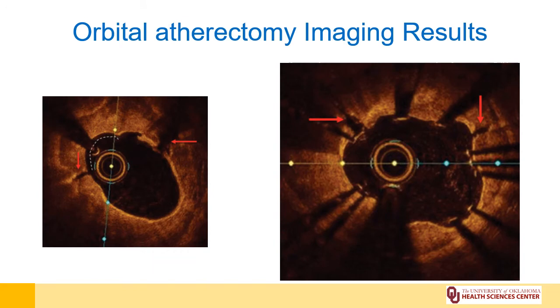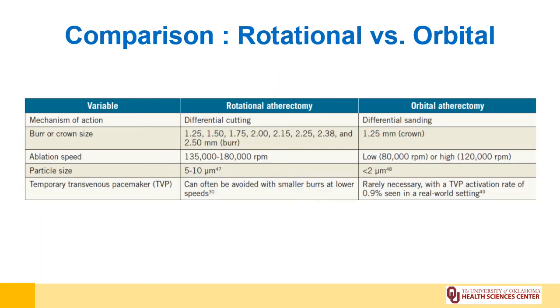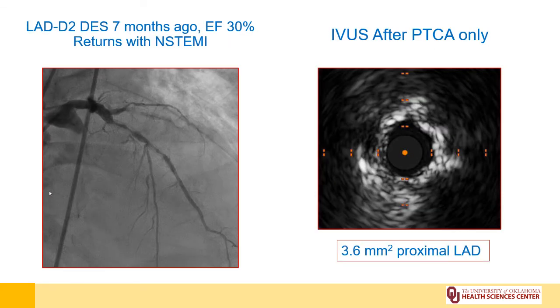Here is some result with orbital atherectomy, where you can see that after stent implantation there are nice cracks of the calcium that you can very well see. Both these modalities have their own particular uses, and they can be used in accordance with intravascular imaging. Let's look at a case here.